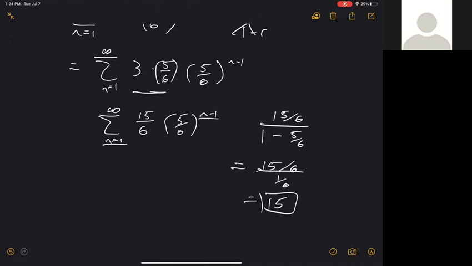Does that make sense? Does anybody have any questions on how to convert between those two forms? Okay, good on that one.